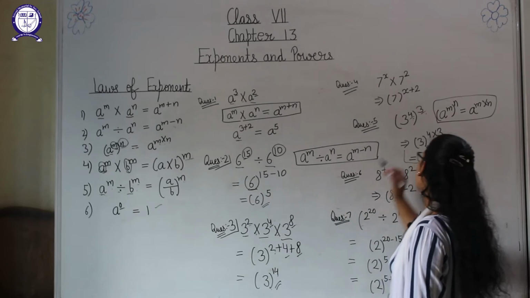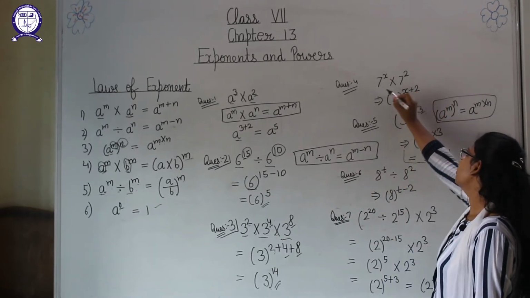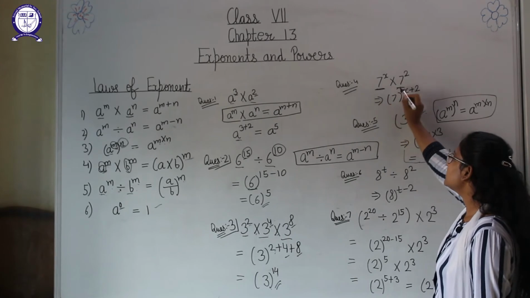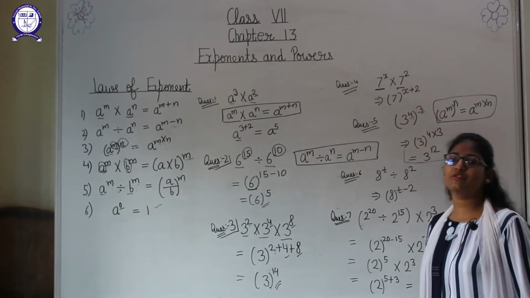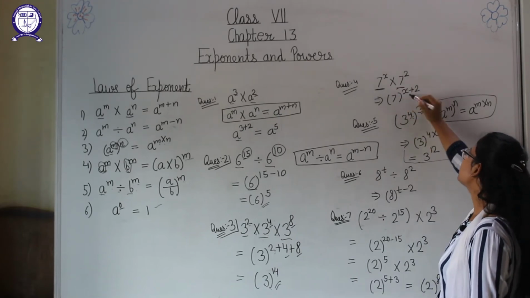Now our fourth question is 7 raised to the power x into 7 raised to the power 2. Here also the bases are the same, 7 and 7, and they are in multiplication. So what do we have to do? We have to add their powers. So 7 raised to the power x plus 2.